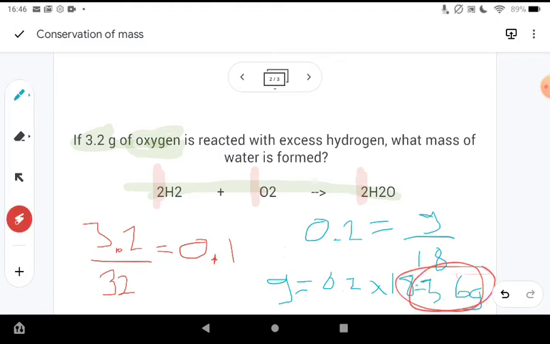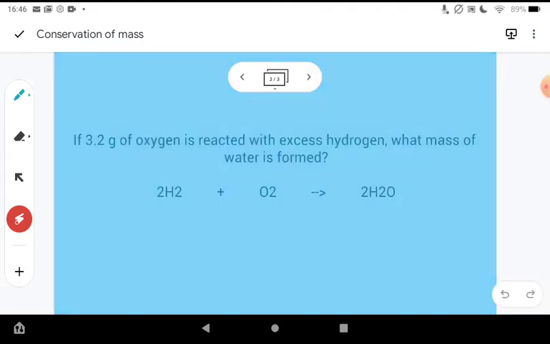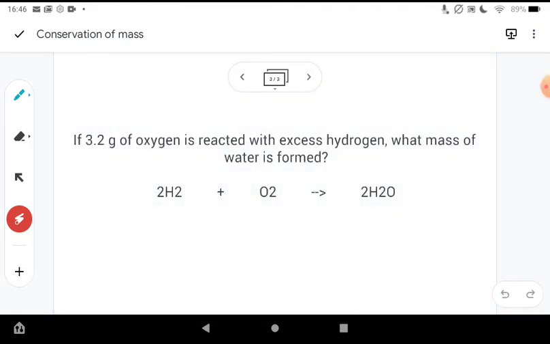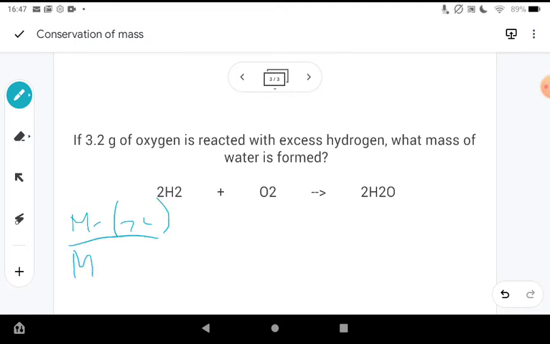That's the more expected way, the more conventional way. There is a really quick way of doing it, however. There's a formula you can use, and the formula that I would give you is the MR of what you don't know, divided by the MR of what you do know, times the mass that you are given, right?